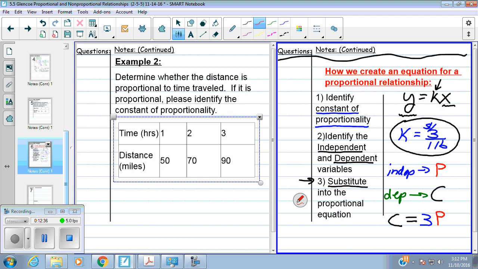So what we have actually done is created an equation that gives us any amount of cost for any certain amount of pounds of coffee we buy.